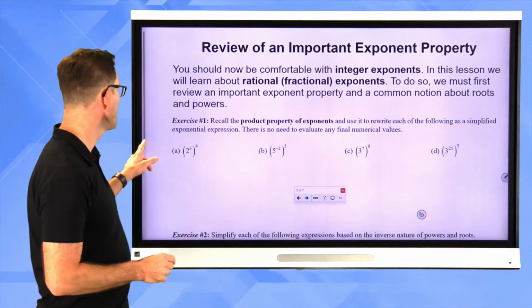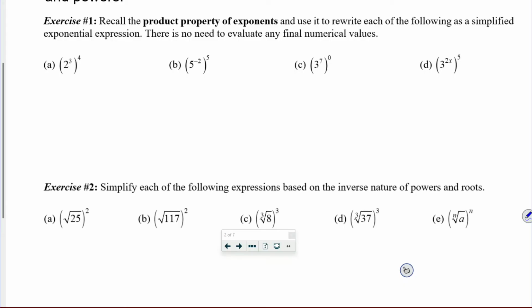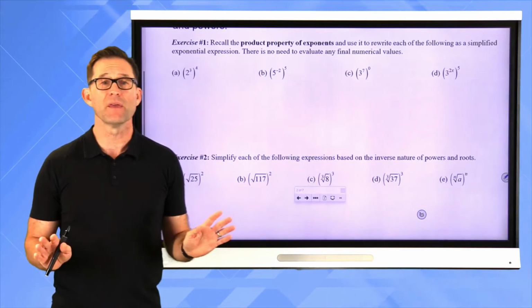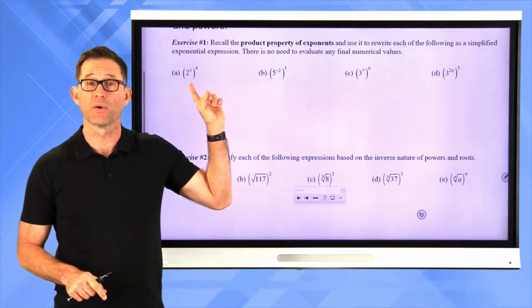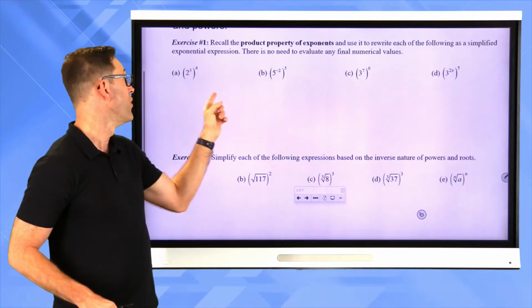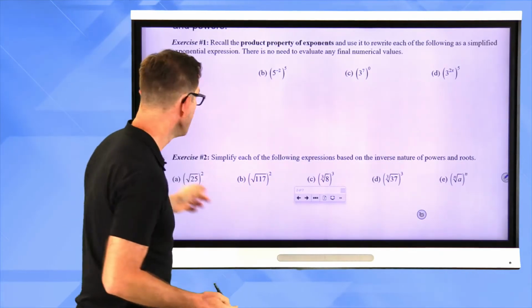Alright, so let's take a look at exercise number 1. Recall the product property of exponents and use it to rewrite each of the following as a simplified exponential expression. There is no need to evaluate any final numerical answers. Basically, this is me asking you to review the fact that when we have a quantity, like in letter A, 2 to the third, then raised to the fourth, we simply multiply the exponents. So let's do this one together.